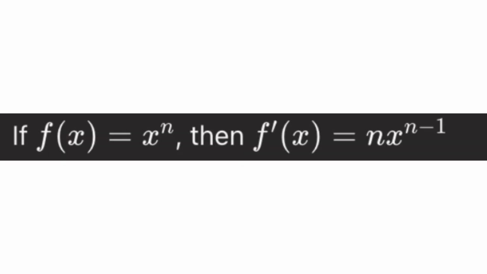A key rule to know is the power rule. If f of x is equal to x to the power of n, then f prime of x, which is just the derivative function of f of x, is equal to n times x to the power of n minus 1. Integration.